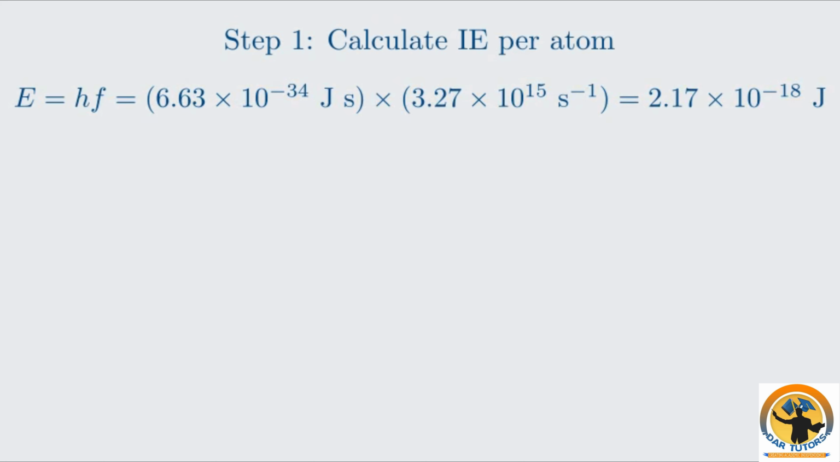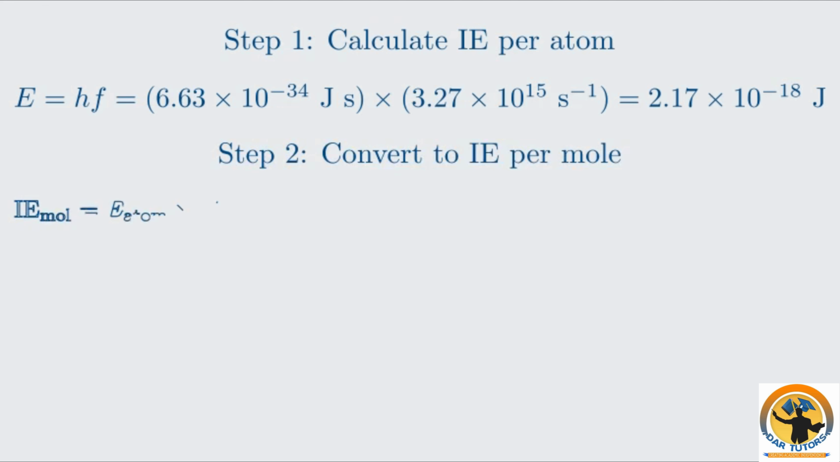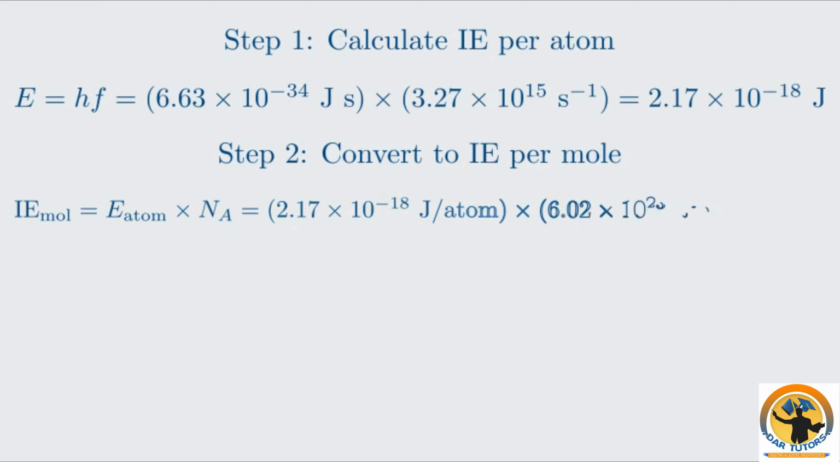Typically, ionization energies are quoted per mole. So, our next step is to convert this value. To get the energy per mole, we multiply the energy per atom by Avogadro's constant. This calculation yields 1.31 million joules per mole, or 1310 kilojoules per mole. This is the first ionization energy of hydrogen, which is the energy required to remove 1 mole of electrons from 1 mole of gaseous hydrogen atoms to form H+ ions.